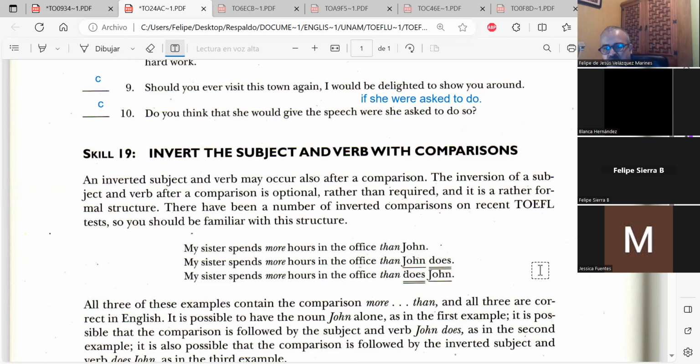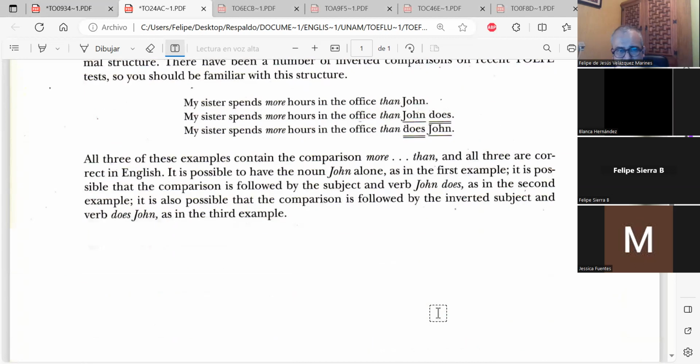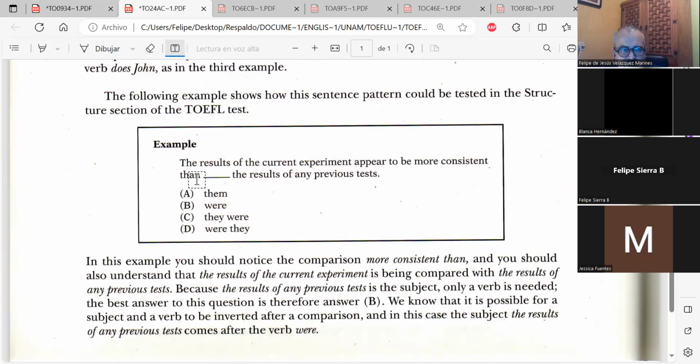Okay. So it's just emphasis, just speaking like a poet, no? My sister spends more hours in the office than does John. Yes, just like that. Okay, Jesse, how would you complete this sentence? The results of the current experiment appear to be more consistent than were the results of any previous tests. Yes. Letter B.